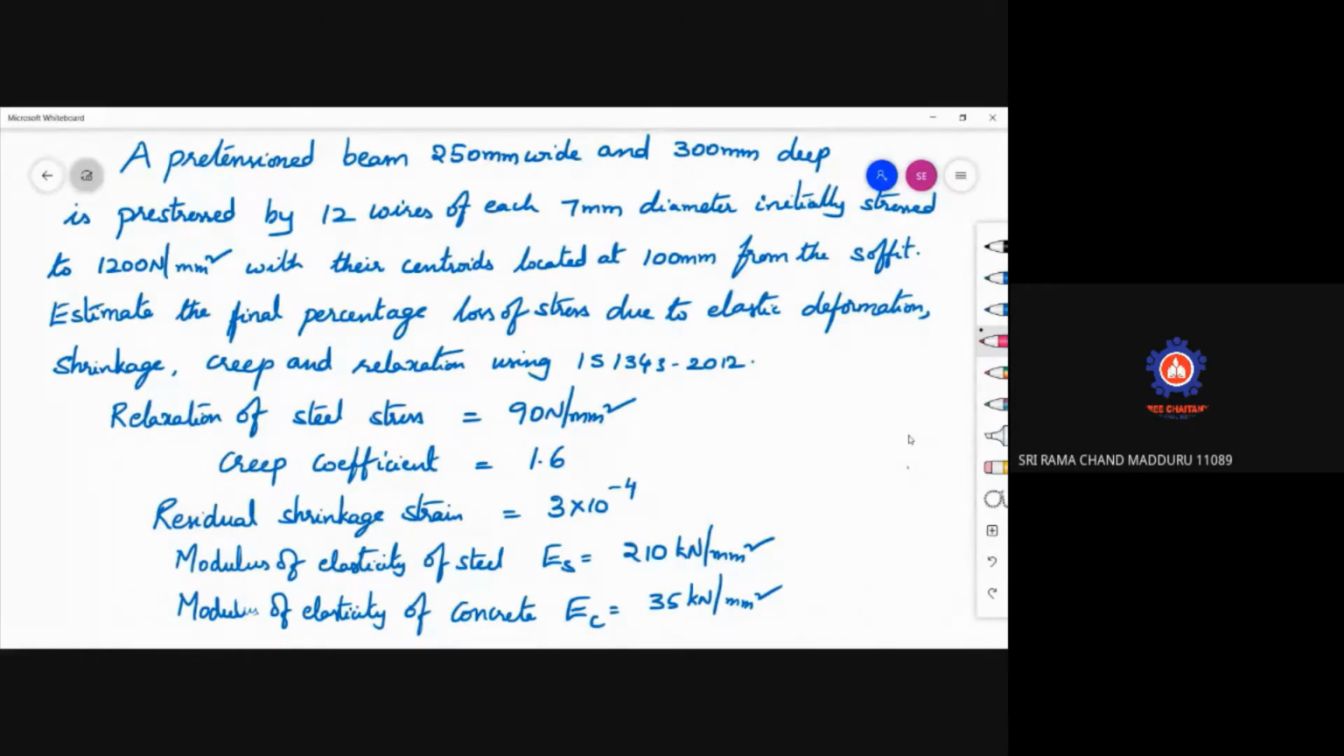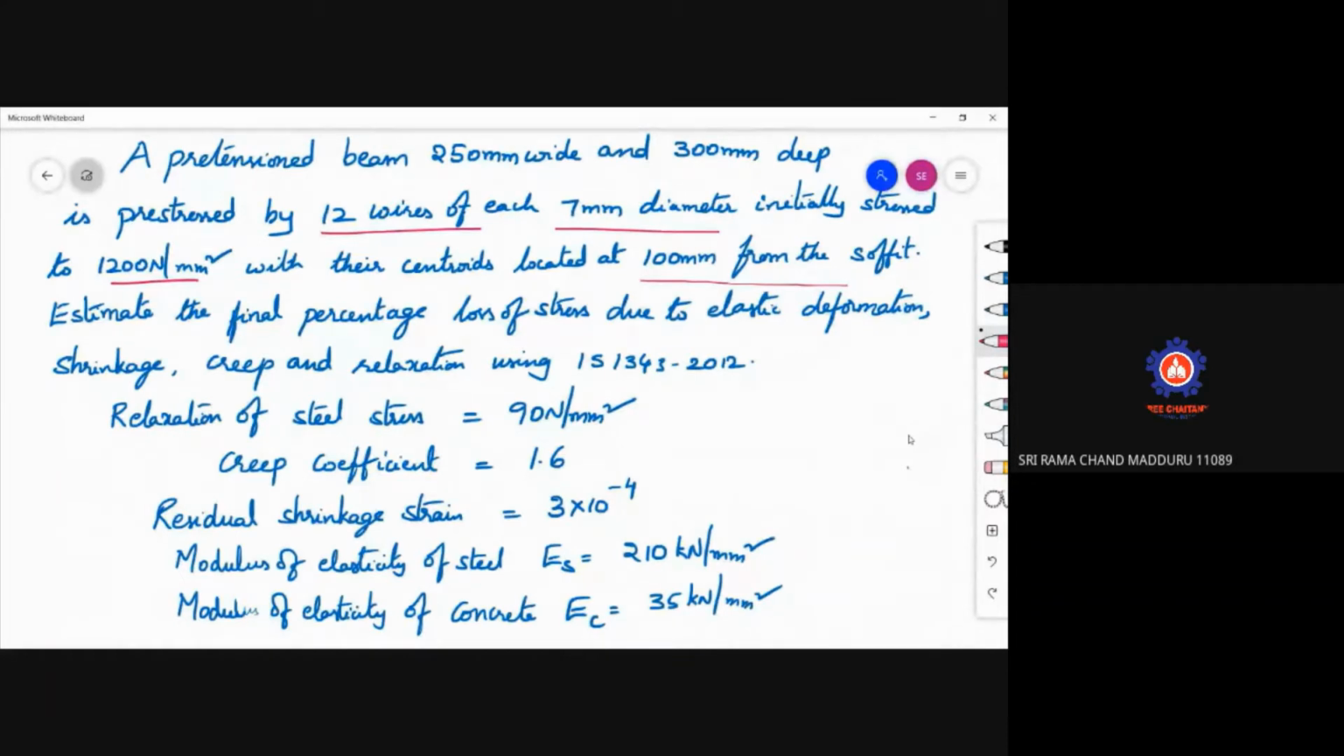Okay, so why I'm waiting is you people have to write along with me. Just see, understand the question. It is a pre-tension beam 250 mm wide and 300 mm deep pre-stressed by 12 wires of each 7 mm diameter. Now, initially stressed to 1200 Newton per mm square with their centroids located at 100 mm from the soffit of the beam. That is given. So they are asking us to estimate the total losses.